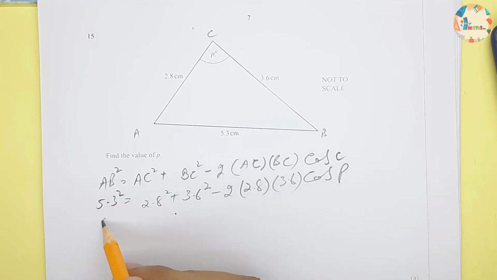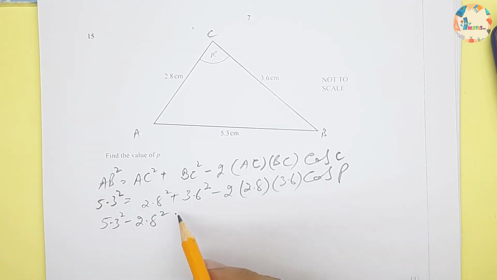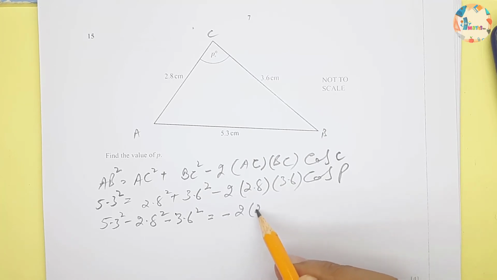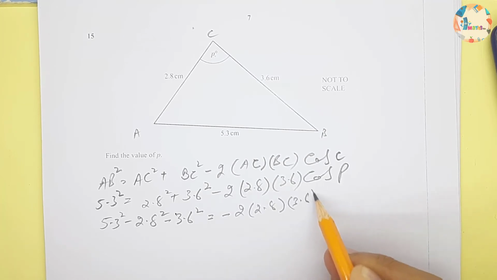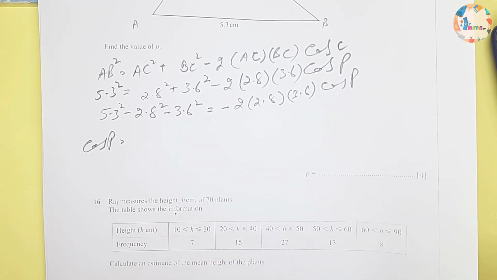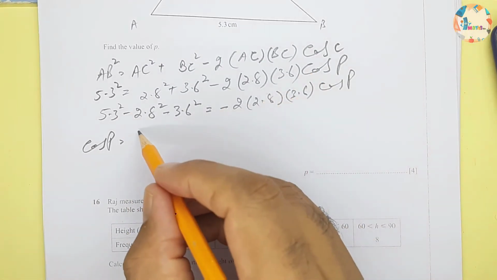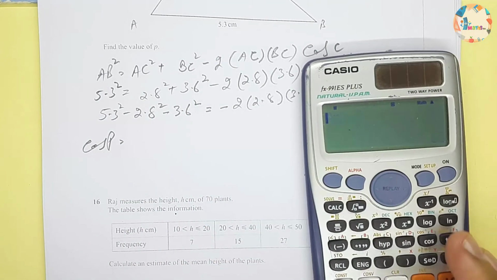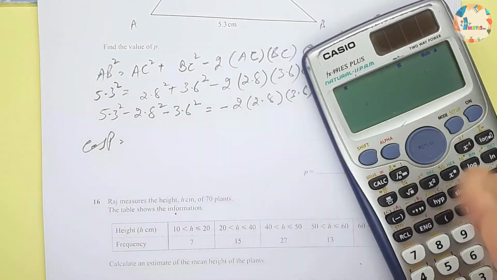Now we can shift this to the side. 5.3 squared minus 2.8 squared minus 3.6 squared is equal to minus 2 into 2.8 into 3.6 cos of p. Now cos of p, we can write cos of p is equal to, we have to move the page a little above. So cos of p will be equal to this one. We can solve this side, this one divided by this one.